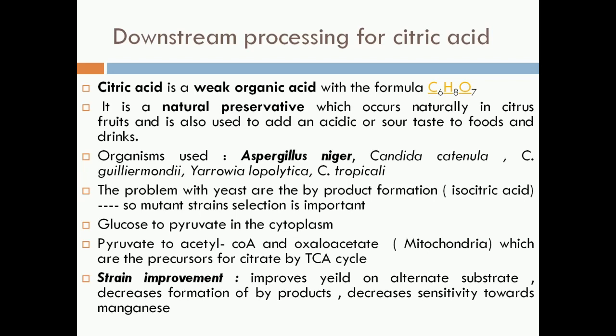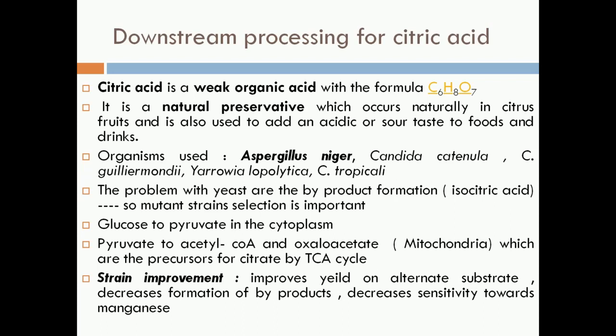But when you think of marketing citric acid as a product, you will have to produce it in bulk. To produce this in bulk, you can try to exploit organisms, and among the organisms, Aspergillus niger is one organism, a fungus, which is widely exploited for production of citric acid.